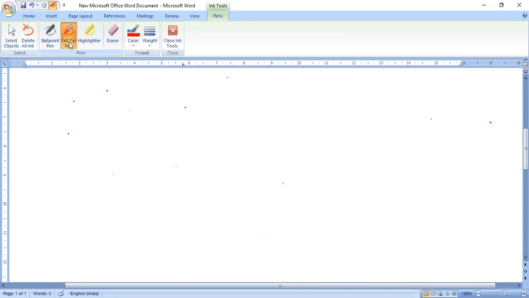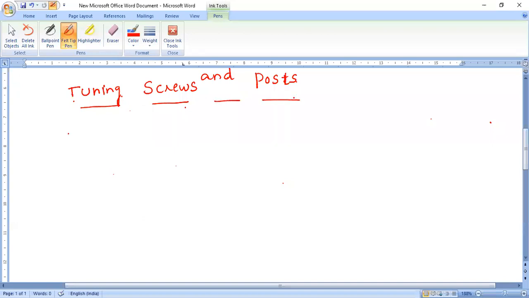Before that, we have to discuss tuning screws and posts. Tuning screws and posts. So what are tuning screws and posts, and why are they important.